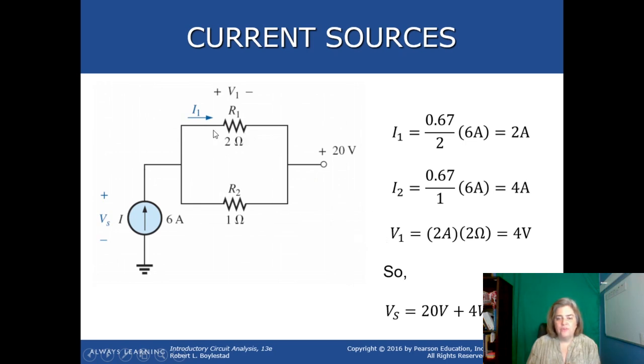So V1 is going to be 2 amps that's going through R1 times 2 ohms of R1, so that has to be 4 volts. And let's check this. This is in parallel with R2, so they should have the same voltage drop. And I2 is 4 amps, so 4 amps times 1 ohm is also 4 volts. So we've got 4 volts across each of our resistors. That makes sense. So if we take our 20 volts and add our 4, that means the voltage drop across our current source is actually 24 volts.